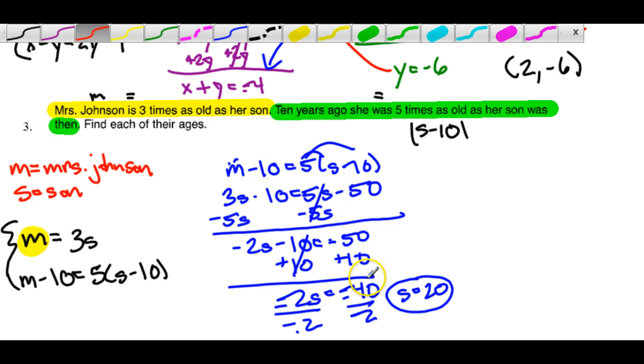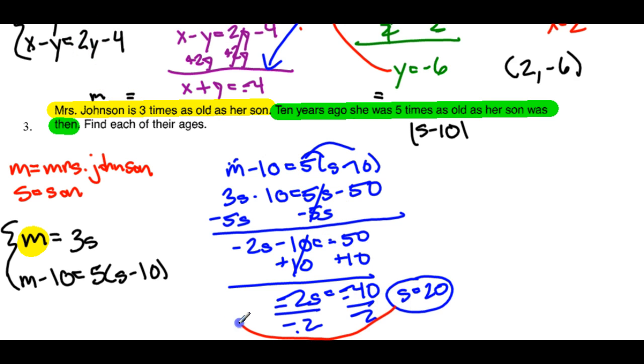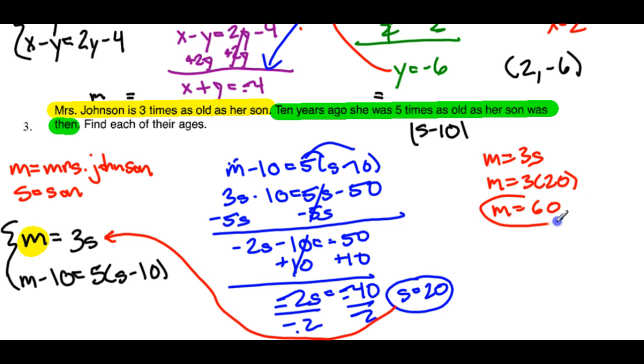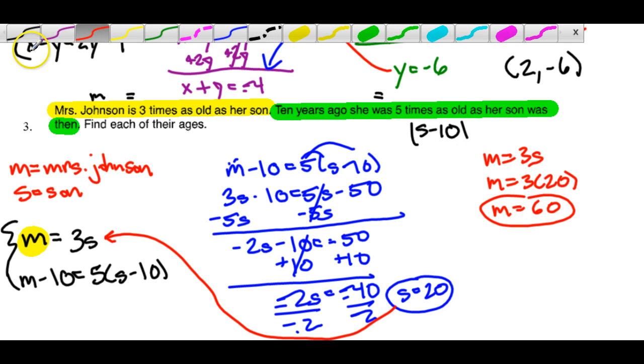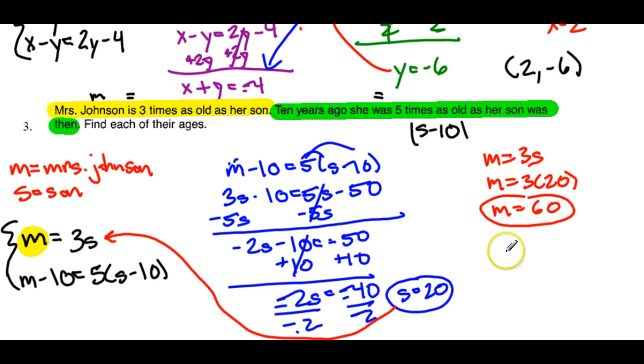Now, once again, once you have one, you got to take this and plug it in. I'm going to plug it into this one because that's nice and easy. So if it's m equals 3s, and I know s equals 20, I'm just going to plug in 20 for s. So in this case, m is just 3 times 20, which is 60. Okay? So if I put that in the form of a point, once again, the first number was 60, Miss Johnson's age. Son's age was 20. Okay?